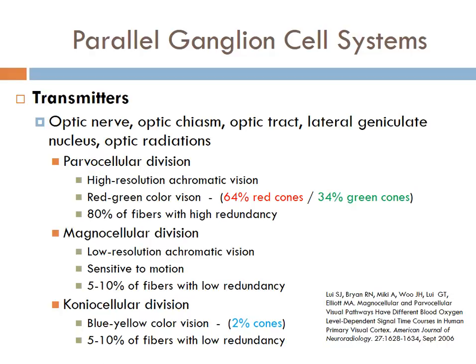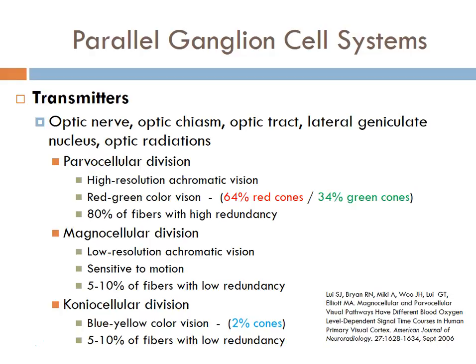We have the second stage, the transmitters, which is the optic nerve, the chiasm, the optic tract, lateral geniculate nucleus, the optic radiations. And these are organized really in a linear fashion in these parallel ganglion cell systems. We've got three divisions, three different tracks, so to speak: the parvocellular division, the magnocellular division, and the coniocellular division. Again, you can see from the bullets, the parvocellular is responsible for the majority of our color vision transmission. It transmits the red and the green. The red and the green cones are connected with the parvocellular division.